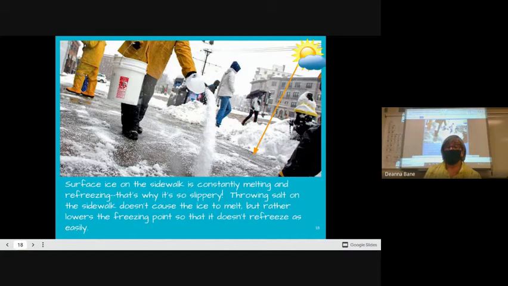So when we throw the salt on the sidewalk, it doesn't cause the ice to melt, but rather the water molecules at the surface that have absorbed enough thermal energy from the sun to melt can't refreeze because we've lowered the freezing point. So there's constant melting and refreezing at the surface. By throwing the salt onto the sidewalk, it lowers the freezing point, and so the water that's already melted can't refreeze. Okay?